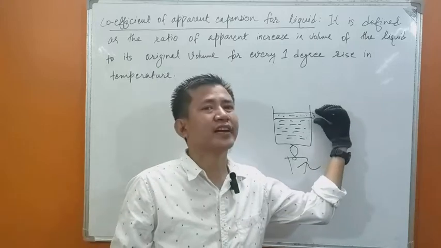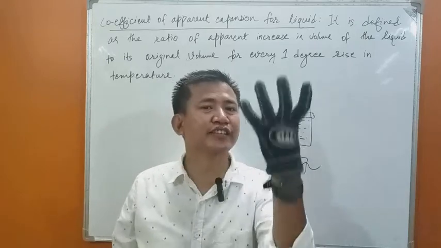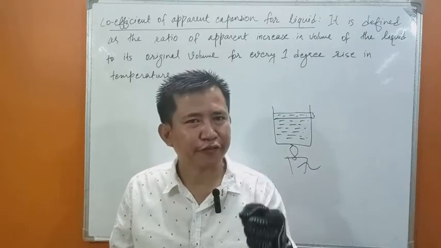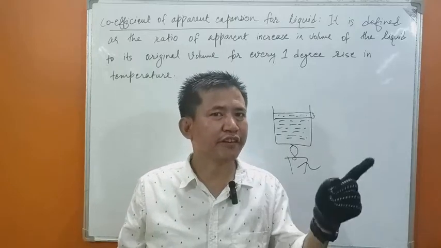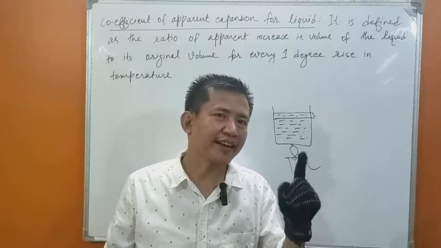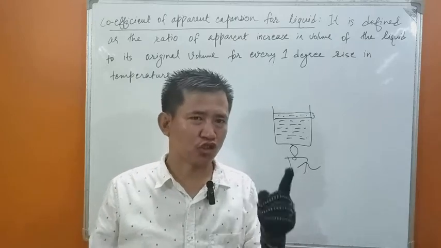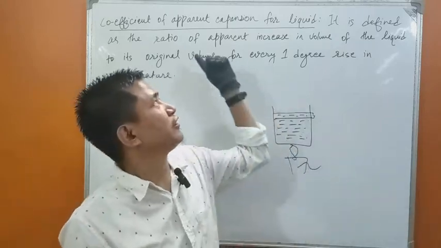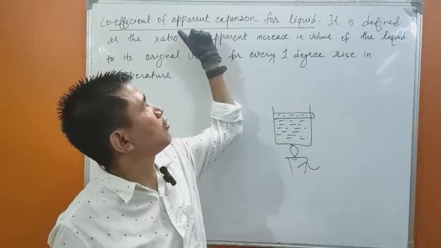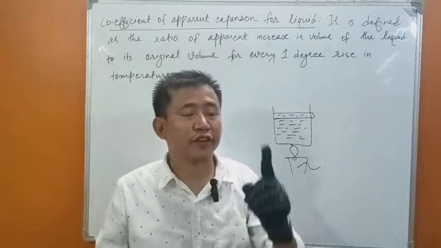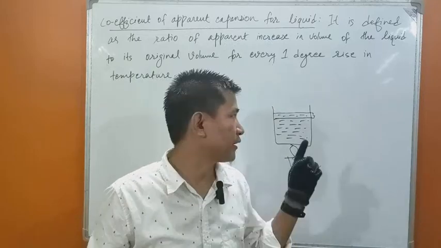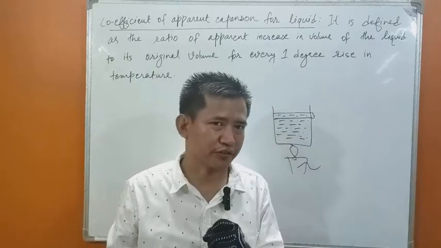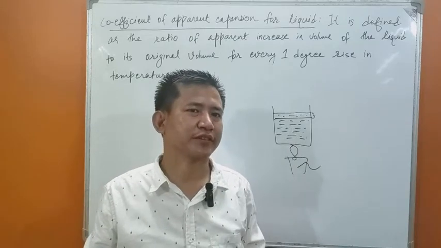But if we consider only the increased volume of the liquid, then that type of expansion is called coefficient of apparent expansion of liquid. This is apparent expansion, not the real expansion. Why?